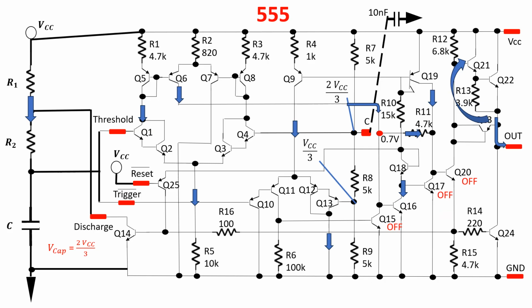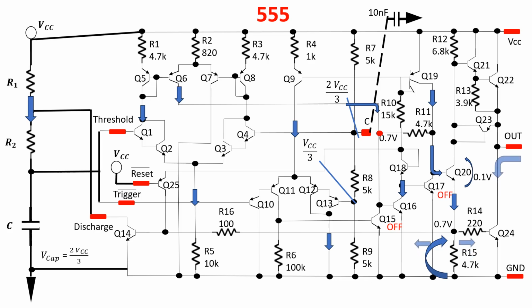Since Q17 is off, the base of Q20 goes high, switching on Q20. All the current from the second collector of Q19 flows into the base of Q20, forcing it into saturation. When Q20 switches on and starts conducting, the current goes to R15, creating a voltage drop across it. When the voltage drop across R15 is 0.7 volts, Q24 and Q14 switch on, drawing current from their bases and raising the voltage drop on R15.